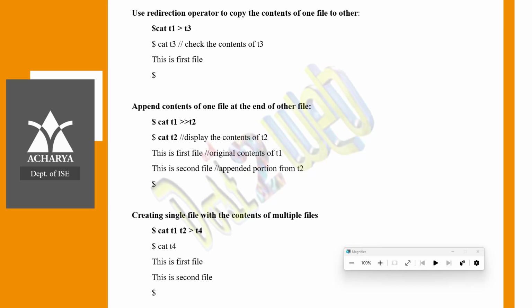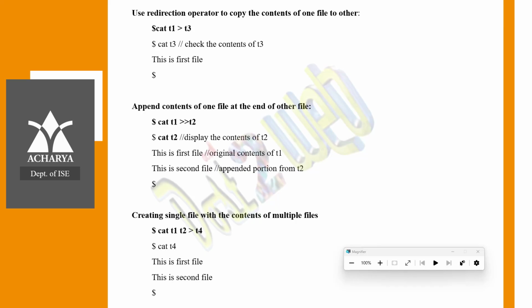Now, if you want to add content, you have one file with something written, and you are writing to another file where you add some information, so at the end it will get appended. And if you want the content of multiple files copied into a single file, you can do that too: cat T1 space T2, then the redirection operator, and then the new file, T4. That is what is mentioned over here.